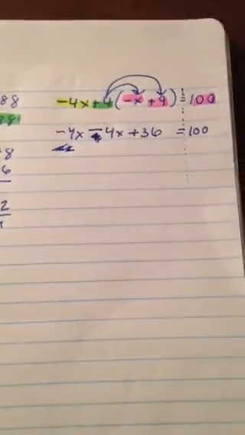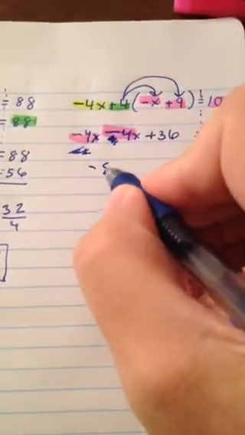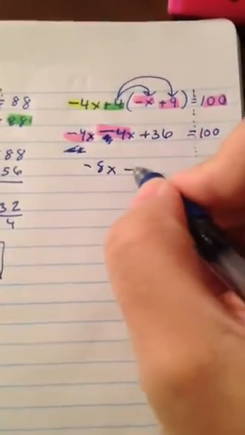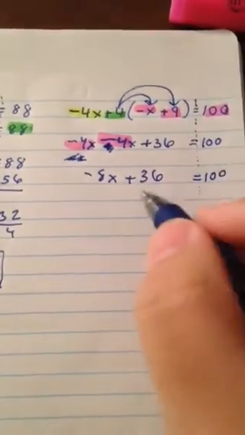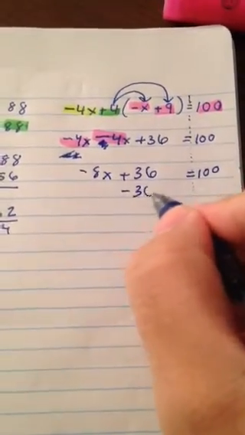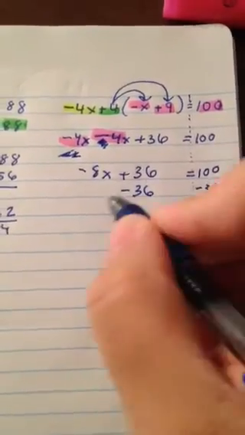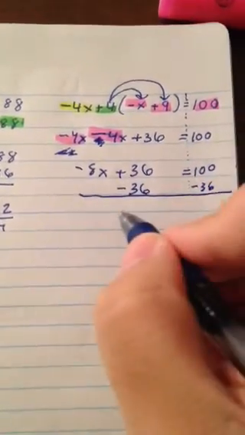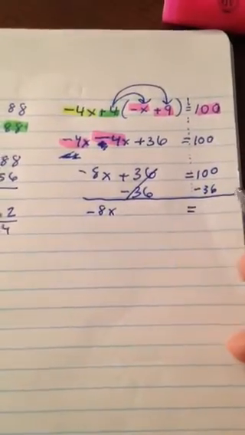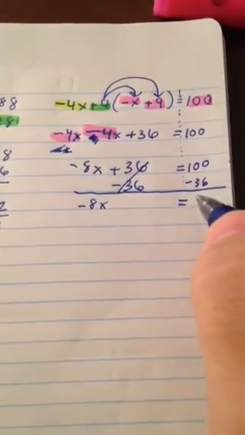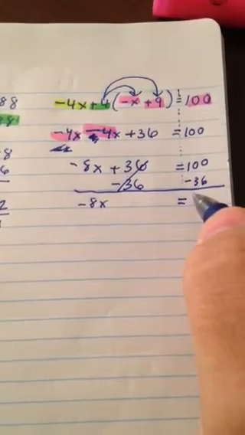Let's deal with the two x's. That would probably be equal to negative 8x, because zombies plus zombies equals more zombies. Alright, let's get rid of this 36. Let's see, negative 8x is equal to, what is that, 63? No, 64.